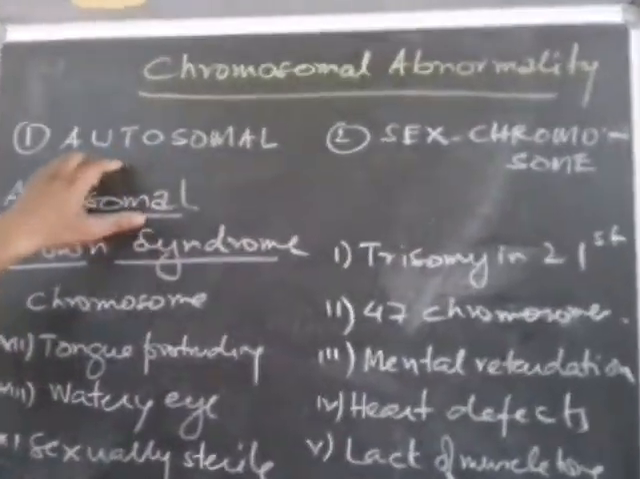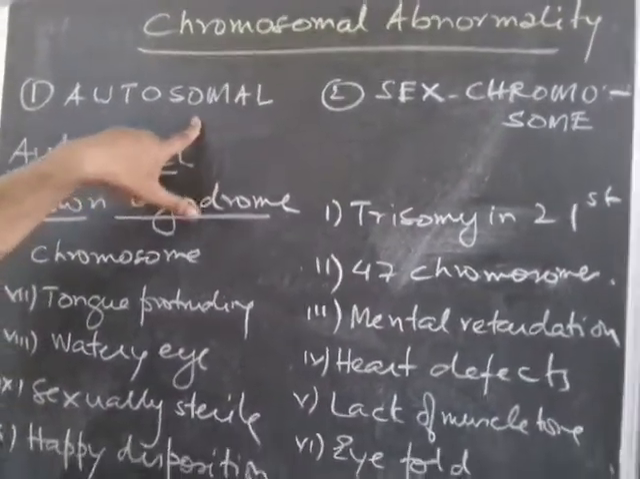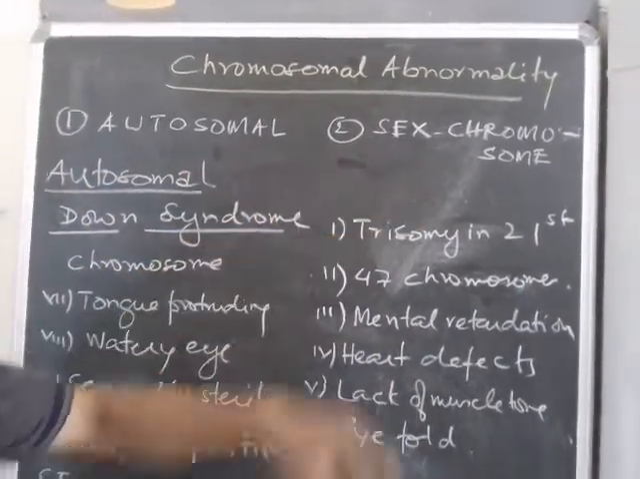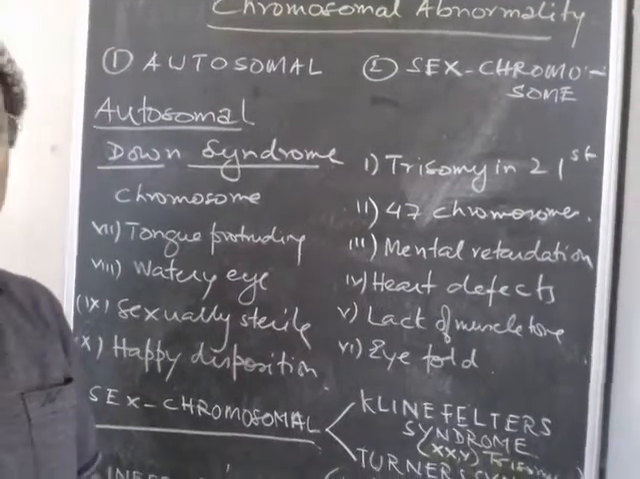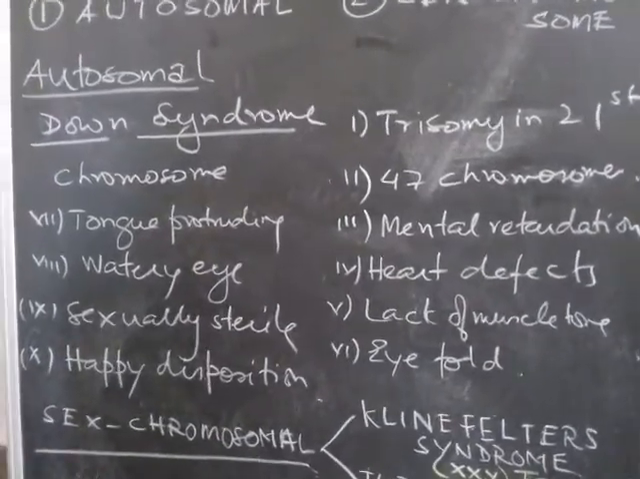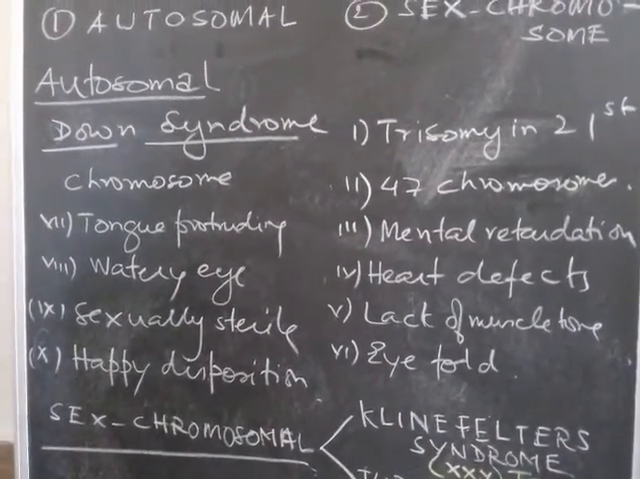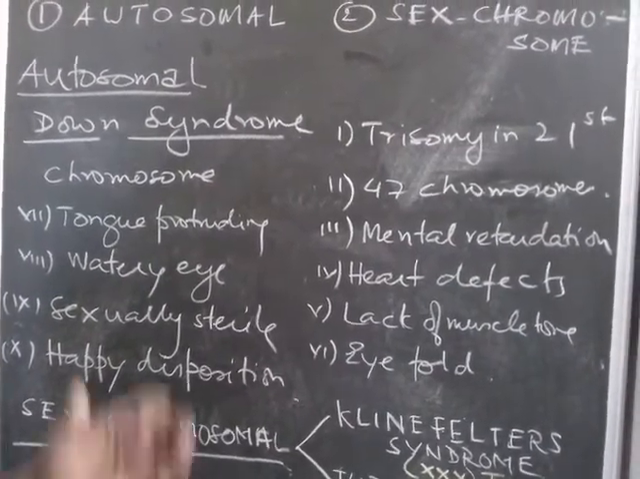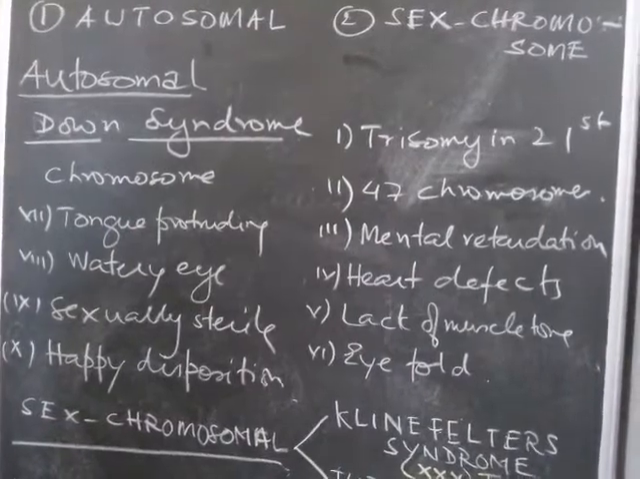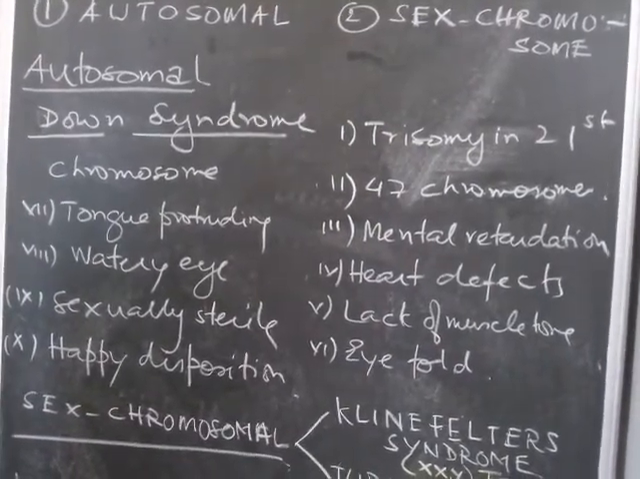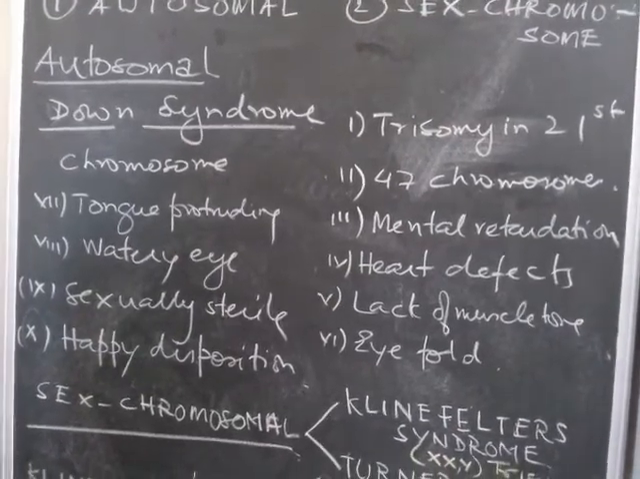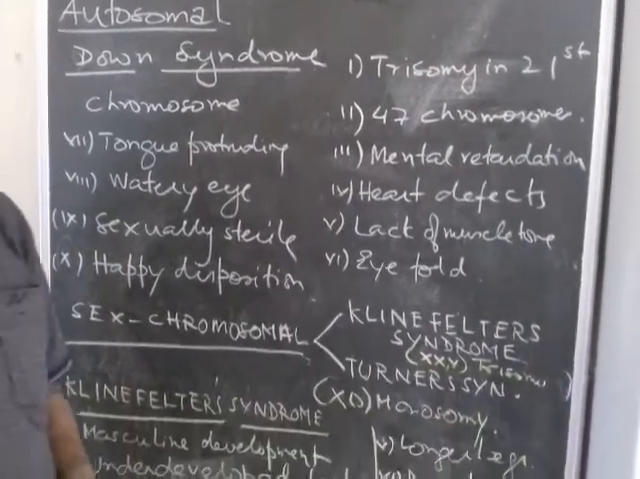So there are two types of abnormality. One is the autosomal abnormality, another is called the sex chromosome abnormality. In autosomal abnormality you will find that mostly there is a defect in the autosome, and in the sex chromosome abnormality there will be a defect in the sex chromosome. All these abnormalities arise mainly because of chromosomal non-disjunction.